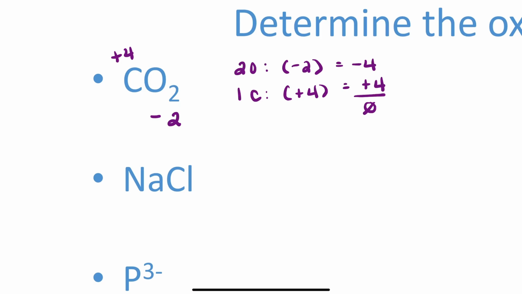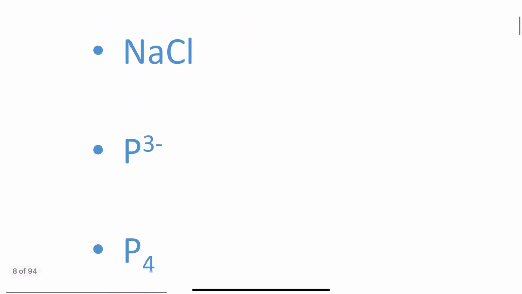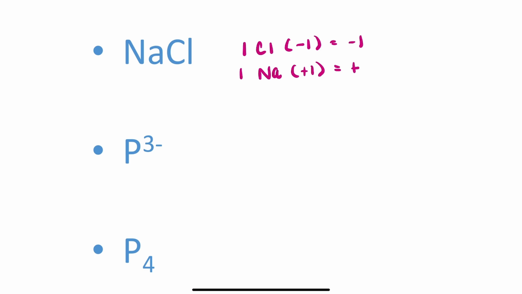What about NaCl? I look at NaCl. I know chlorine is the more electronegative of the 2 species. Plus, it's an ionic compound. It's pretty easy to split apart, right? I've got 1 chlorine. It wants to be negative 1. My 1 sodium must be plus 1 to balance that out. Plus, sodium is an alkali metal. It likes to be positive 1.